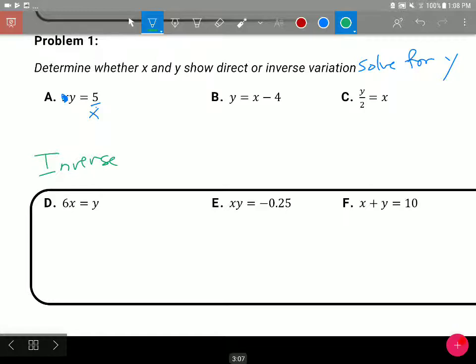All right, letter B. Y is already by itself, but what kind does that one look like? Well, is it being multiplied by the constant? No, this is actually neither. It's either a multiplying relationship or a dividing relationship. So this is neither of them. It is an equation, yes, but it's not what we're looking for. All right, letter C, get it alone. How do you get the Y by itself? Multiply by 2. So you get Y equals 2X. What kind of variation is that? Direct, because it's multiplying the constant.